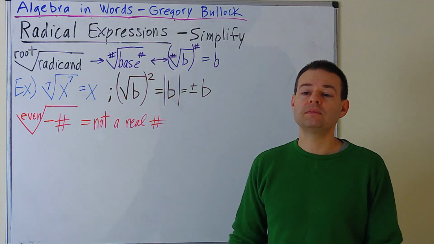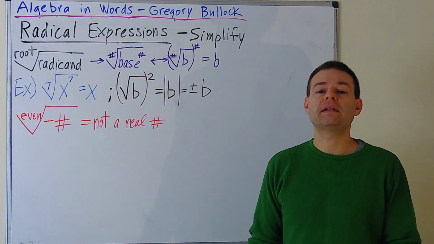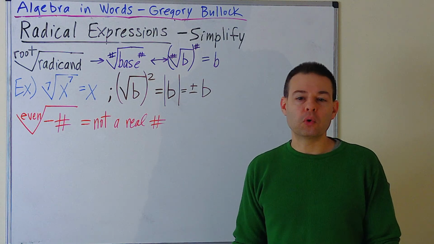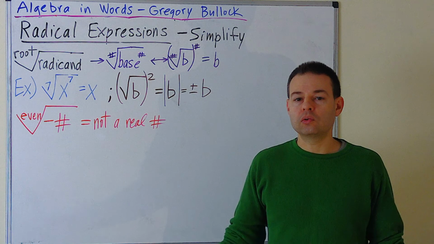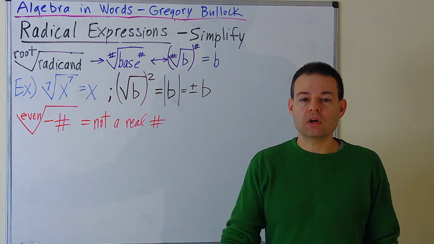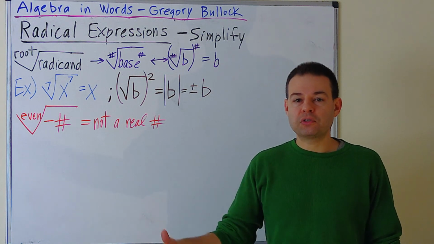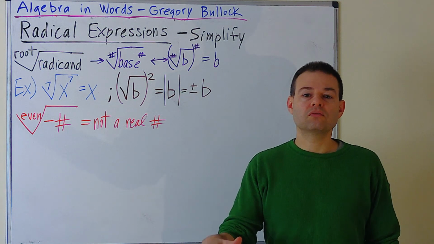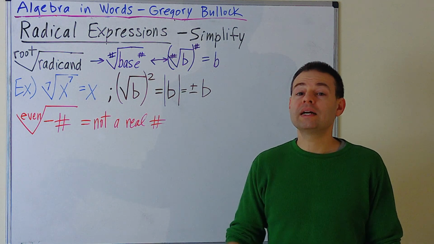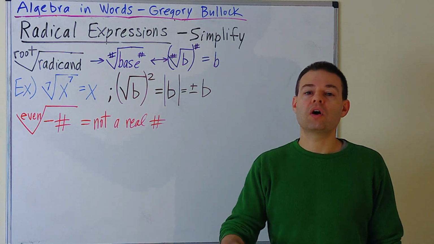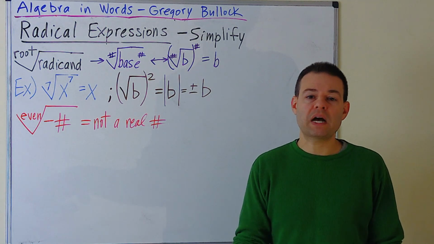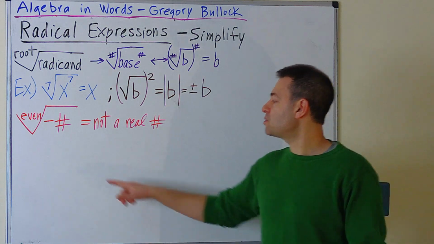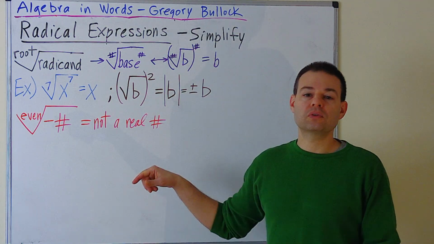So for example, let's say that you had the square root of 4. The square root of 4 would equal plus or minus 2. Because if you were to go in the reverse, positive 2 squared equals radicand 4. Or negative 2 squared would also equal radicand 4, because a negative times a negative equals a positive. This only applies to even roots.